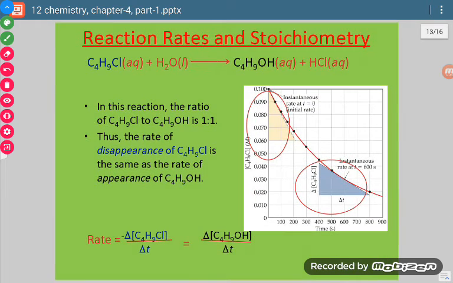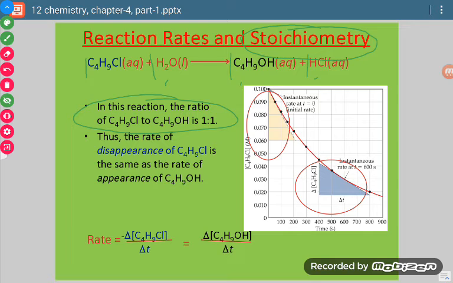Now, reaction rates and stoichiometry. What is the meaning? The meaning is: what is the role of the stoichiometric coefficients? Now see, in this reaction, 1 is the stoichiometric coefficient, here also 1, here also 1, here also 1. In other words, throughout the reaction the stoichiometric coefficients are in the same ratio.